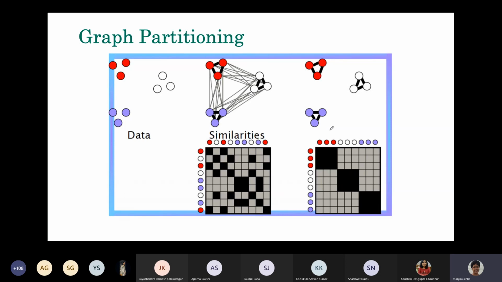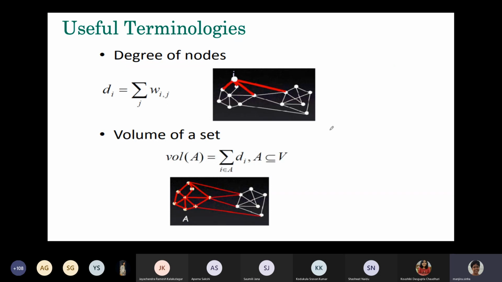Okay. Now, how do we do that? For that, first let us look into some terminologies related to graphs. In a graph, one of the important terms is the degree of a node. So what does the degree of a node mean? If it is an unweighted graph, it is simply the number of connections a node has. That is the degree of a node. If it is a weighted graph, then the degree of a node di is equal to the sum of the weights of each of the edges connected to di.